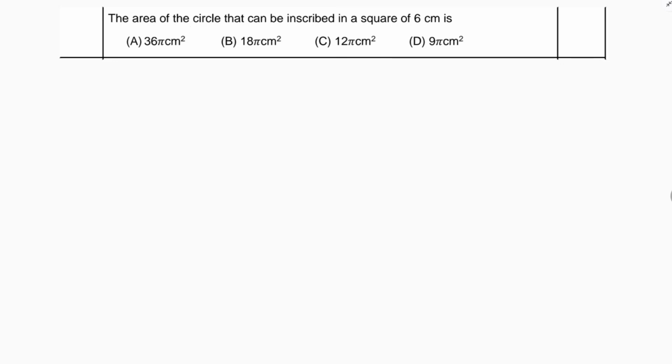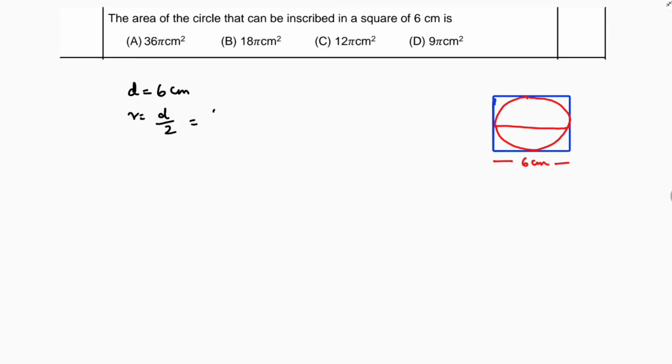The area of a circle that can be inscribed in a square of side 6 centimeters. A circle is inscribed in a square of side 6 centimeters. Find the area of the circle. See, the side of the square is 6 centimeters, so the diameter will be 6 centimeters. Diameter is 6 centimeters, so the radius will be half of the diameter, 6 by 2, which is 3 centimeters.